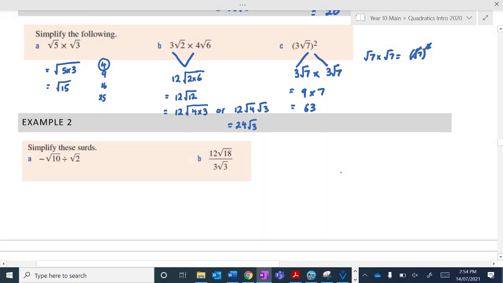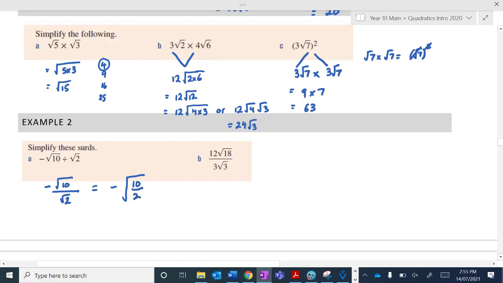We have more time. What about over here? I've got minus root 10 on root 2. I've got something like that. How else could we rewrite that? We could write it as 10 divided by 2. Let's do that. We could rewrite it like this, okay?